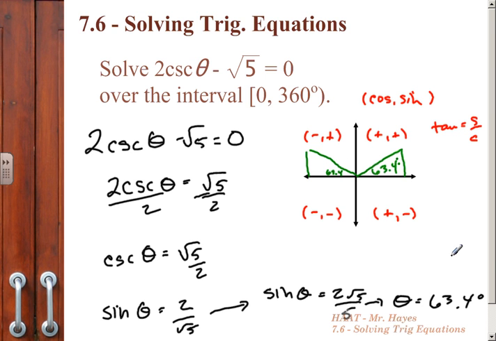Only problem is, of course, we don't measure angles from there. We measure angles from over here from the initial side. So we have to figure out what this angle is all the way over to here. And for that, it's going to be 180 minus 63.4 degrees. So your other angle is going to be 116.6 degrees. Okay, so that's going to be your 2 values for theta.